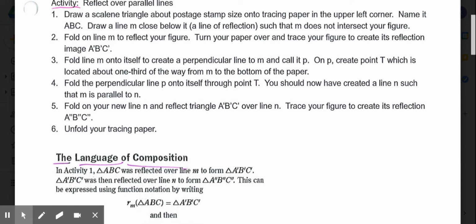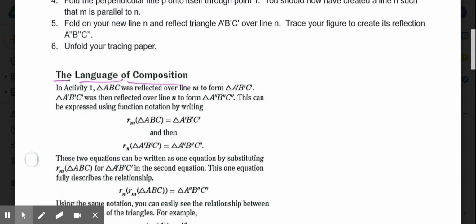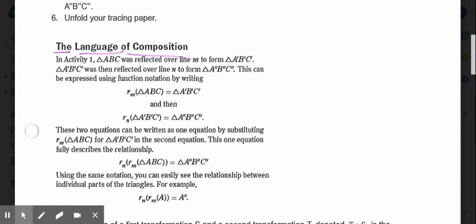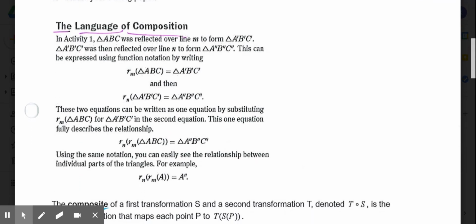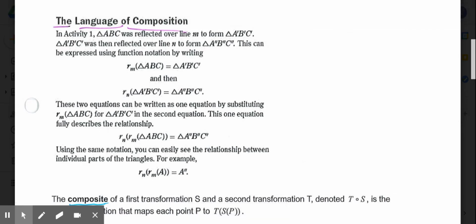Then we'll move down, assuming that you did the activity, into the next part, the language composition. And the reason that this activity is important is the language composition is based off of that. You can also look in the book lesson to help you with some visuals for this.